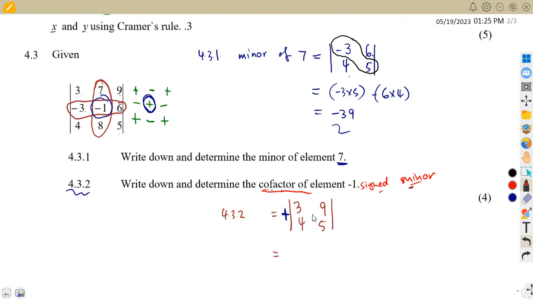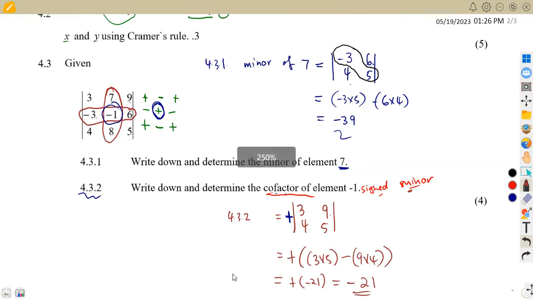So here we are going to multiply just like what we did previously, what we have in the major diagonal here. So we're going to have plus, then here we are going to have 3 times 5, we remain with 9 and 4. So that's minus 9 times 4. So if we simplify everything properly, we are going to have a negative 21 in this case. So plus and a minus, that remains a minus 21. So this is going to be the cofactor now, because we have multiplied by the sign.